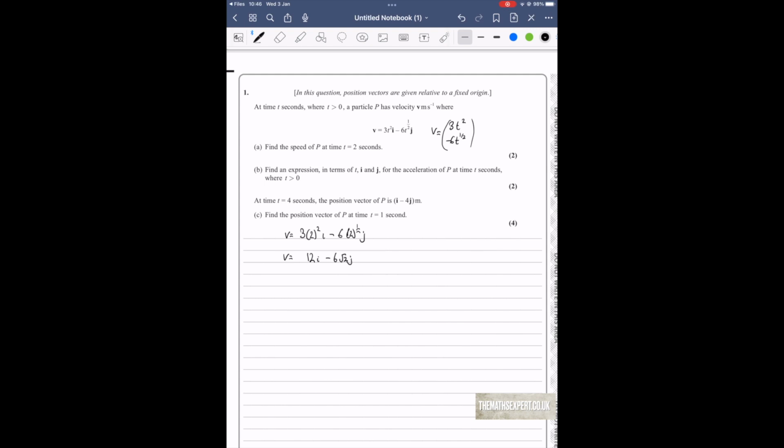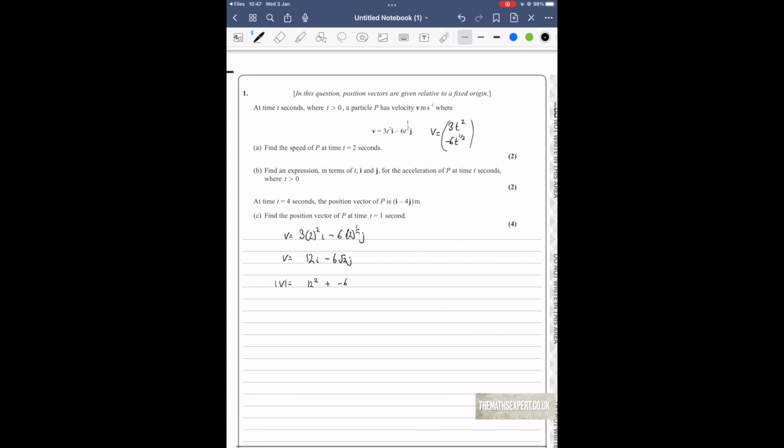We should know by now that in order to find the full speed, the real number of the speed, not the vector form, the real magnitude of the speed, we've got to use the magnitude equation. How do you convert a vector to a magnitude? Well, we should know this. The magnitude of V is going to be the i number squared, so that's 12 squared, plus what's in front of the j squared, minus 6 root 2 squared, all square rooted.